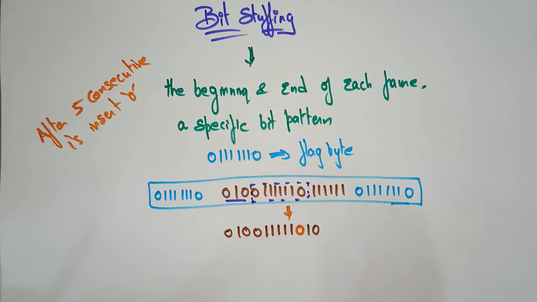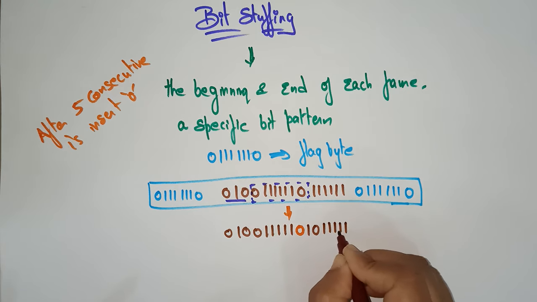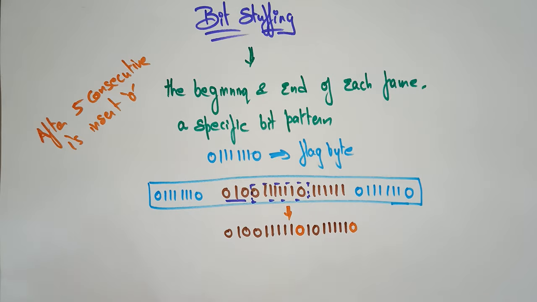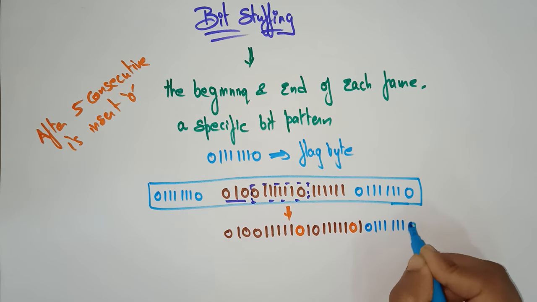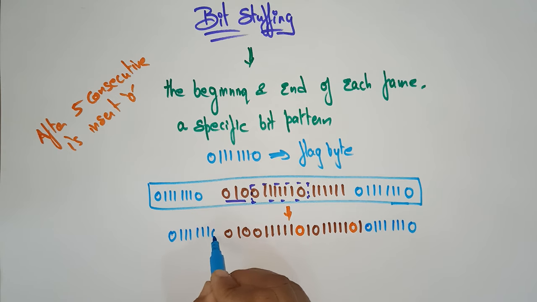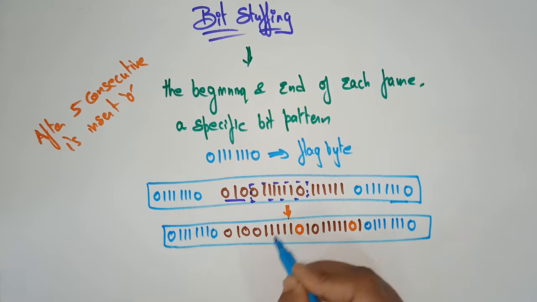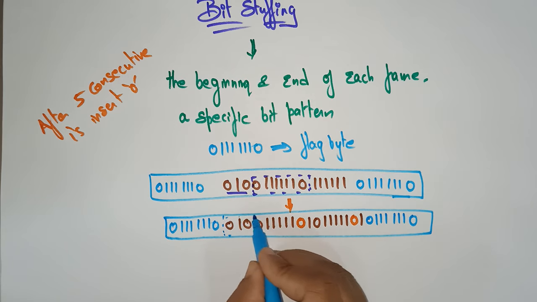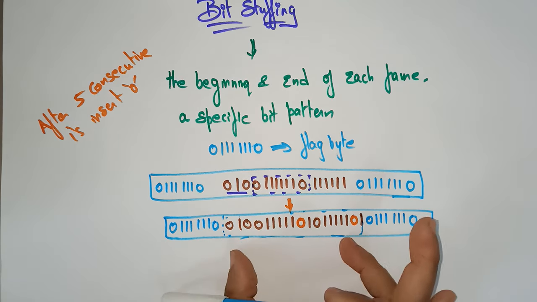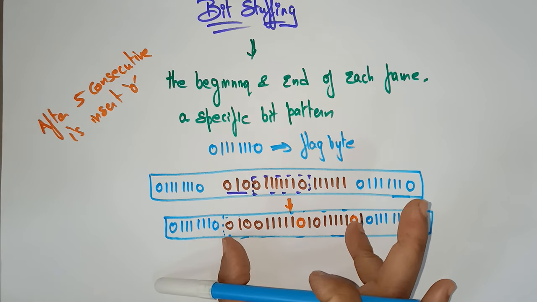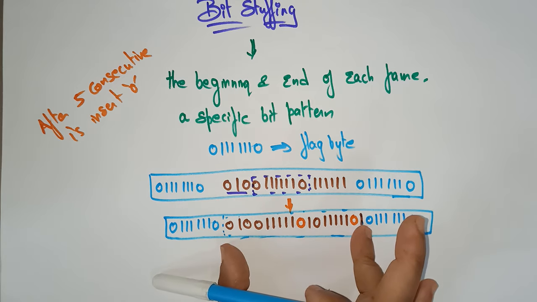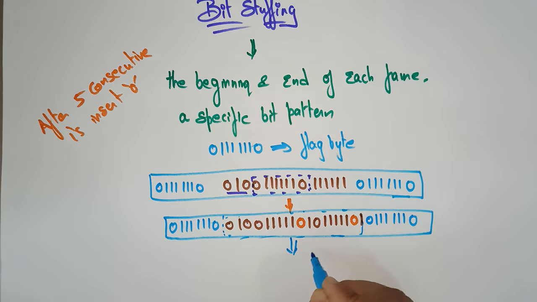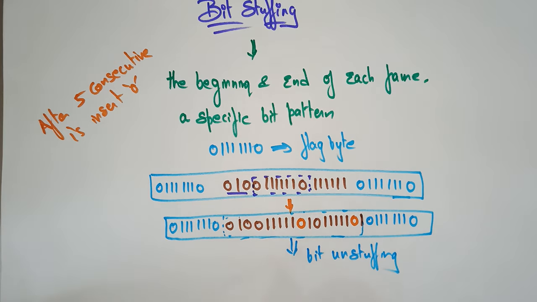And 1 0 is remaining. Again, after 5 consecutive ones, 1 2 3 4 5, insert 0, which is bit stuffing. Then add the starting and ending flag bytes, the specific pattern, along with your original data. Like this, your data is transmitted to the receiver side. The receiver reads all the information present between the flag bytes and treats it as the data. At the receiver side, there is bit unstuffing, so it unstuffs the bits.